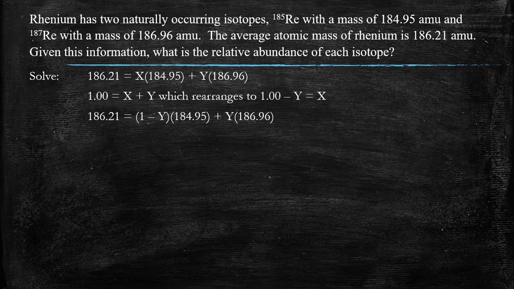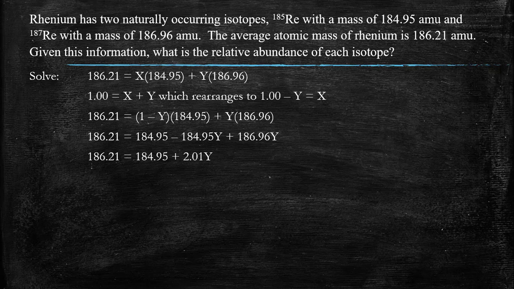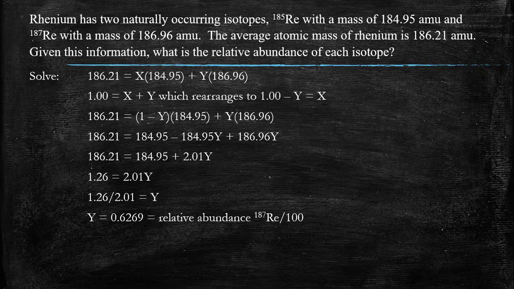Let's distribute the 184.95 to the 1 minus y, and we get this equation. Let's simplify to get this. Now let us subtract 184.95 from both sides of the equation, and you get 1.26 equals 2.01y. Divide both sides by 2.01, and you get y equals 0.6269.